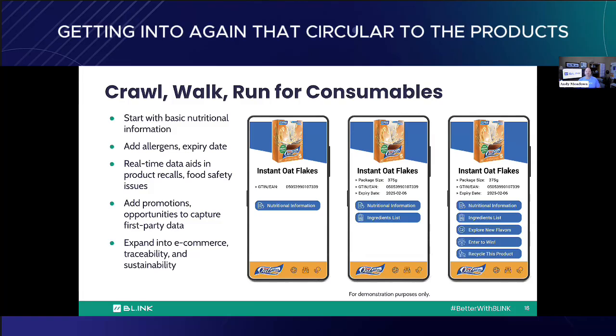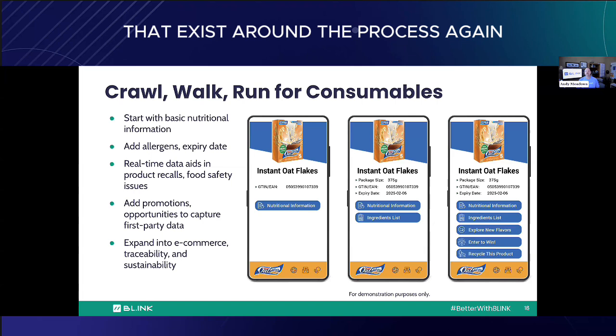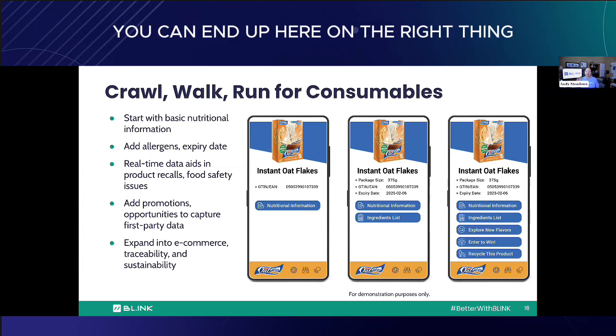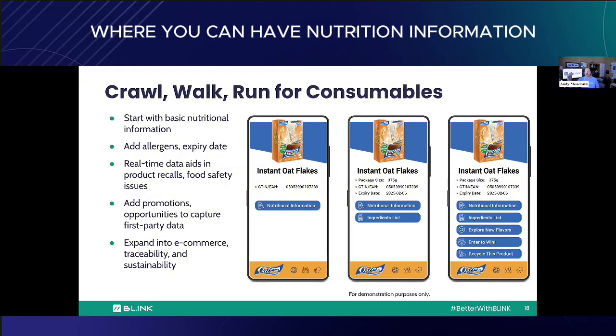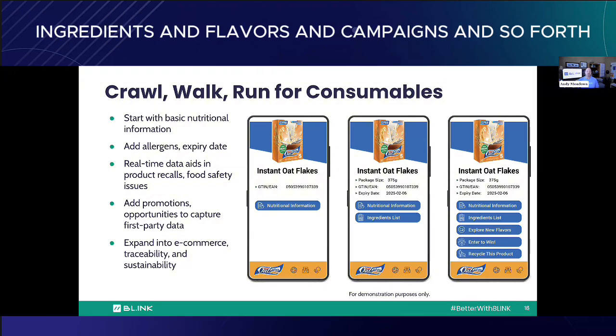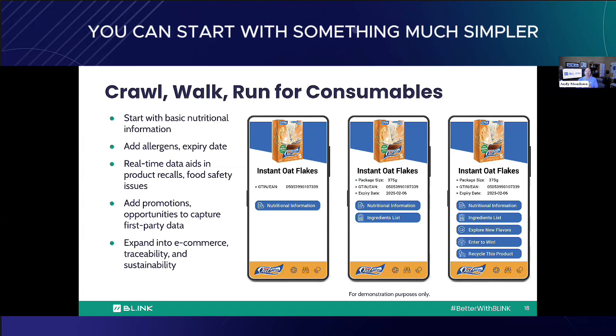Now, getting into again that circularity of the products and looking at some of the complexities that exist around the process. Again, you can end up here on the right in that crawl, walk, run approach, where you can have nutrition information, ingredients, and flavors, and campaigns, and so forth. But you don't have to start there. You can start with something much simpler.